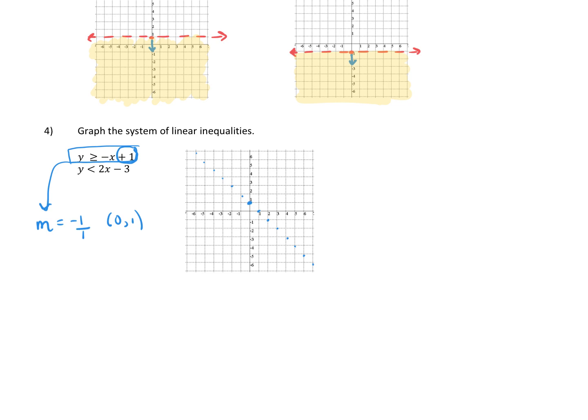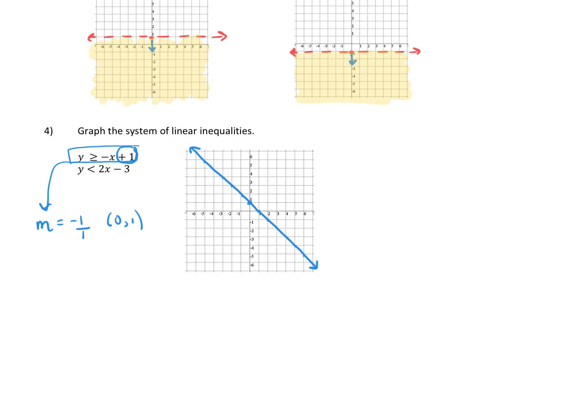All right, now this inequality is a greater than or equal to, so this is going to be a solid line. Anytime we have inequalities instead of an equal sign, we have to decide solid or dotted line. And then shading, we're either going to shade above the line, which is this area, or below the line, which is this area. It says y is greater than or equal to negative x plus 1, so we are going to shade above the line.